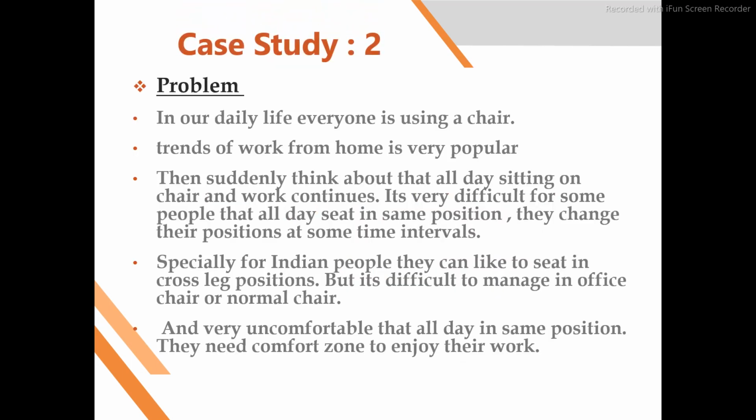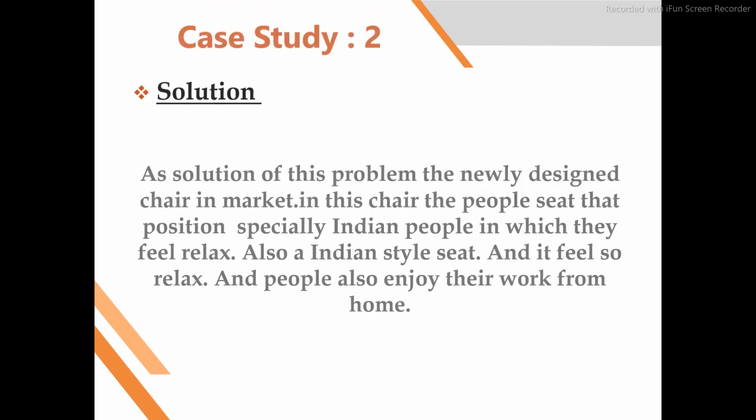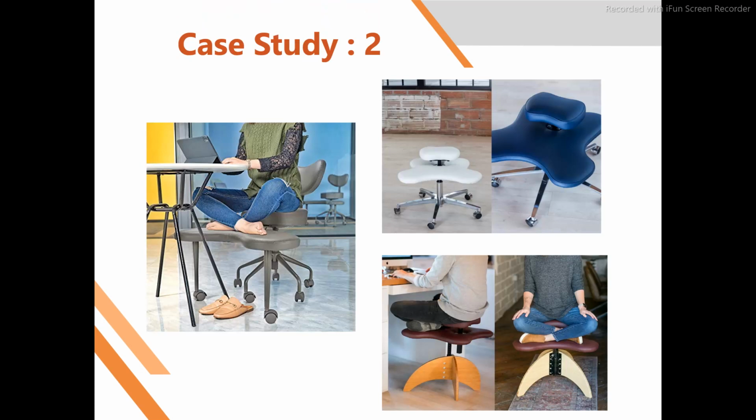Second case study is home applications. It is simple: in normal conditions, working from home, we cannot sit comfortably in the chairs. This is our normal chair. So we have modified it with a cross-verified chair. It is a really good example of reverse engineering.